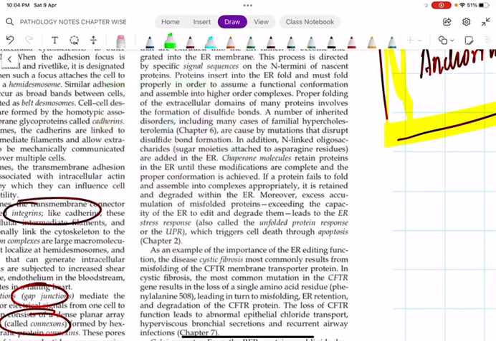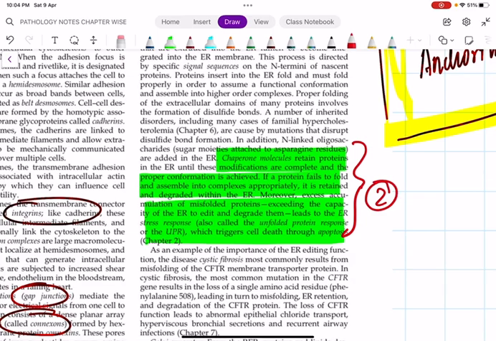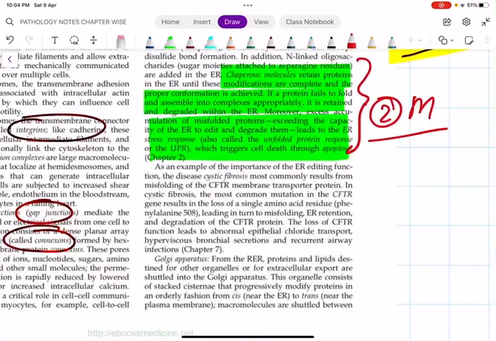I am drawing chaperones with the green color. Please read this. I have already explained the concept. This is a potential 2-mark question. This may be a 2-mark question for you. An example is also very important, CFTR. In CFTR gene mutation.